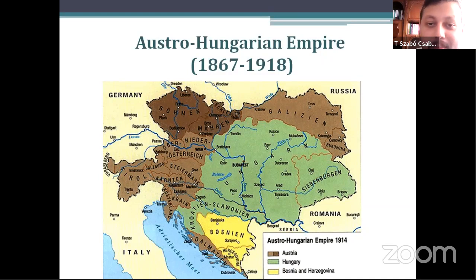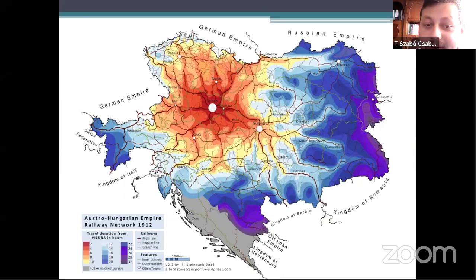So Austro-Hungarian Empire, or Austro-Hungary, is the new political formation which existed for more than 50 years in this area of Europe. And this will represent the last period when Transylvania was part of an empire. What we have from this period, you can see here in this map, is the railway network of the Austro-Hungarian Empire. It is very visible that Transylvania is again the periphery of this Middle European culture.